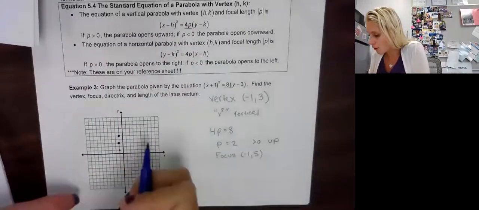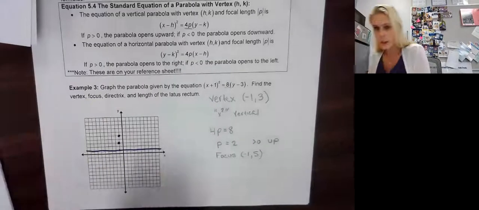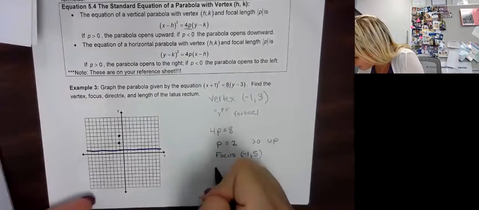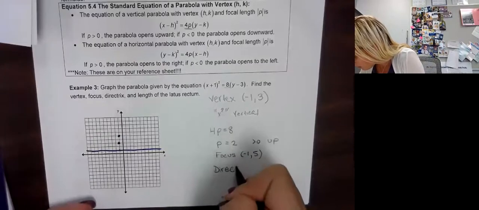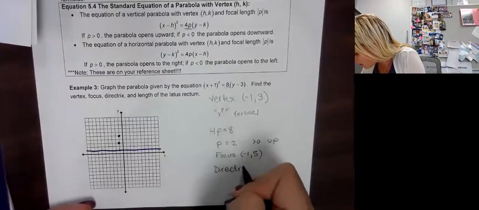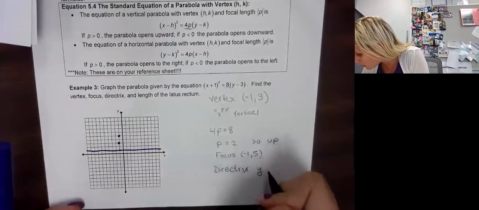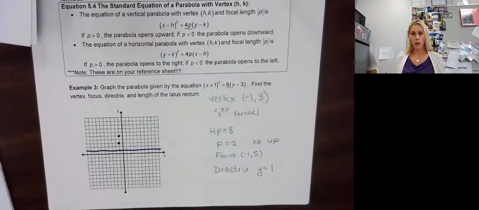And remember, the directrix is a line. I'm going to put that in. And now I can actually write that down. The directrix, and this is a horizontal line, so it's y equals, and it looks like it's at 1. Okay, so far so good.